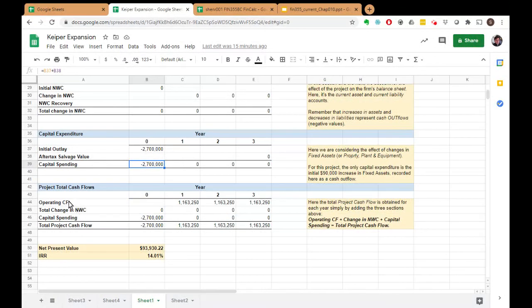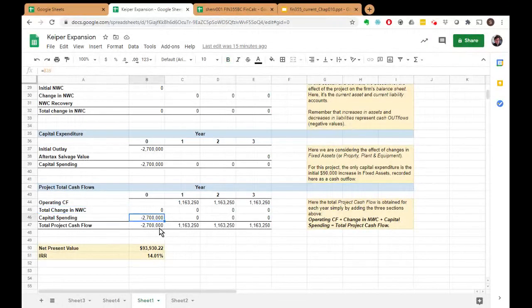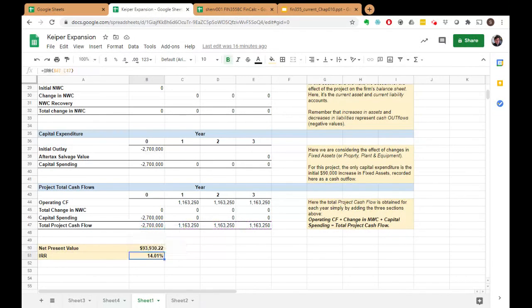Bringing those things all together, the operating cash flow minus the change in working capital minus any capital spending results in the total project cash flow from assets, if you will. And these are the same values that we saw in the previous worksheet, just laid out in a little bit more organized format. And again, calculating the net present value based on those leads us to the same result. Nothing is really different here from the previous slide, just using a slightly more organized approach to this.